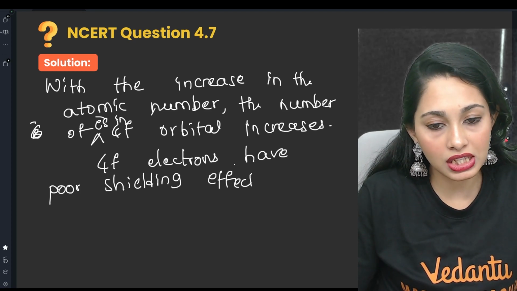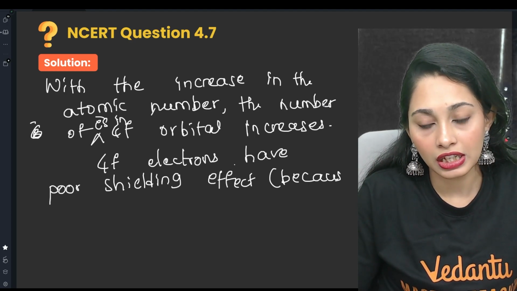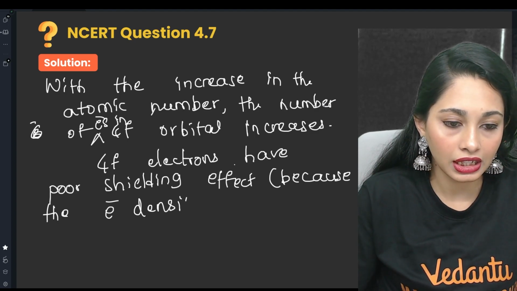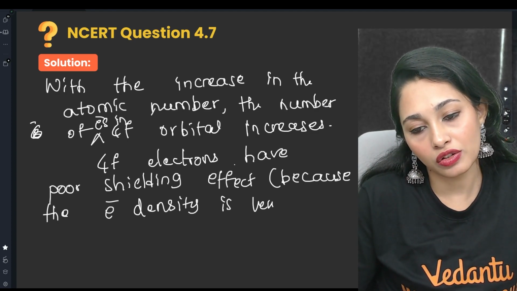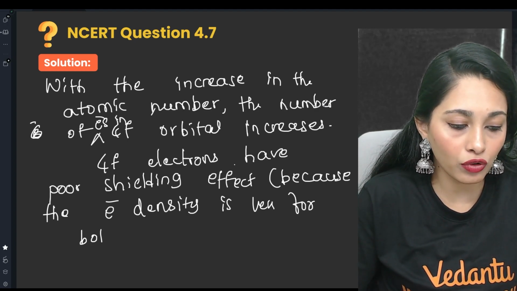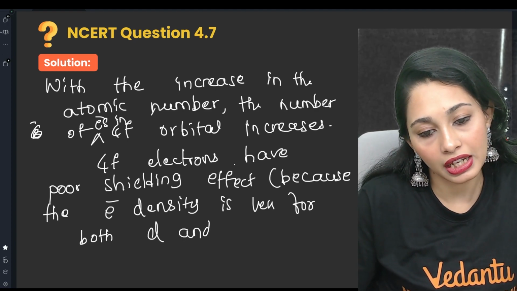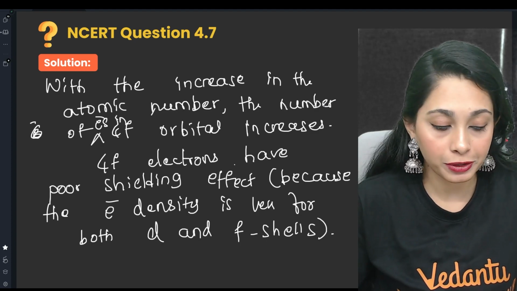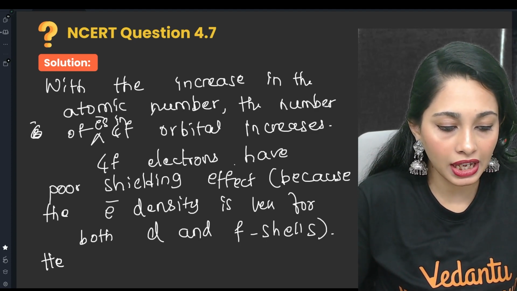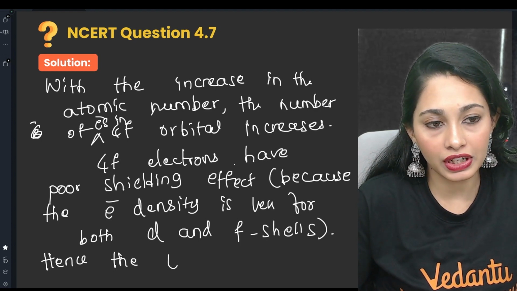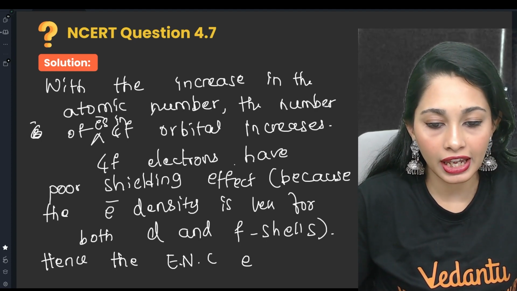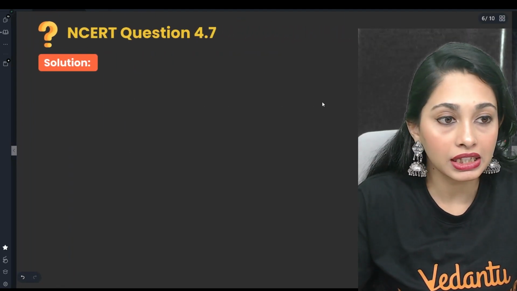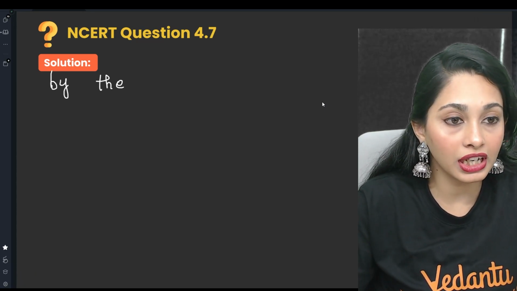Why? Because the electron density is less for both d and f shells. That's why 4f electrons have poor shielding effect. So what happens? Hence the effective nuclear charge experienced by the outer electrons increases.